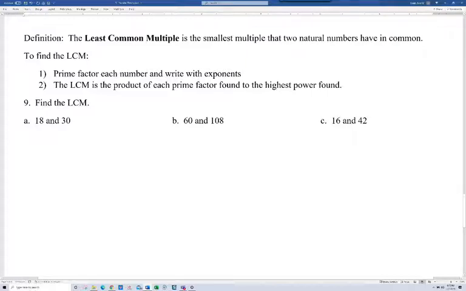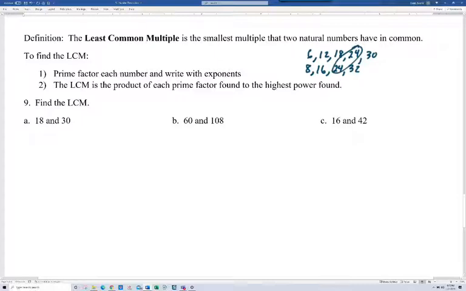So for example, if we had 6 and 8, and I wanted to find the least common multiple, the multiples of 6 are 6, 12, 18, 24, 30, and so on. The multiples of 8 are 8, 16, 24, 32, and so on.